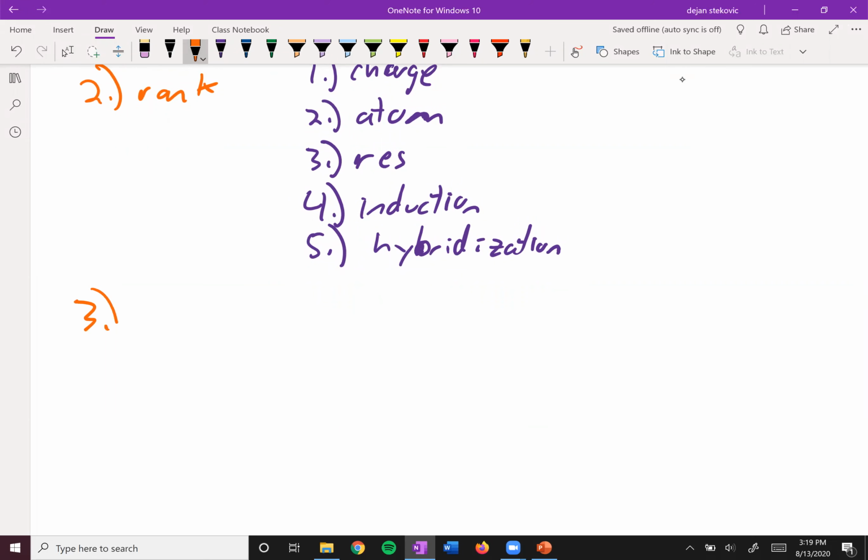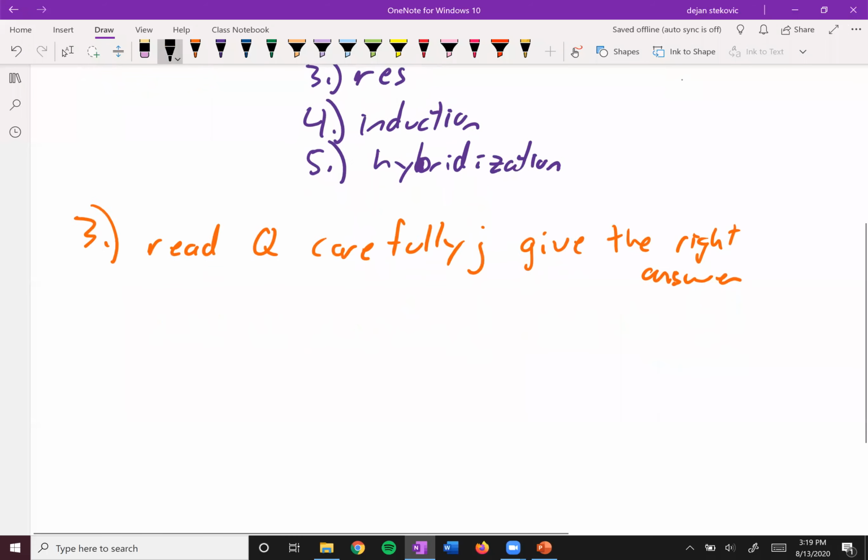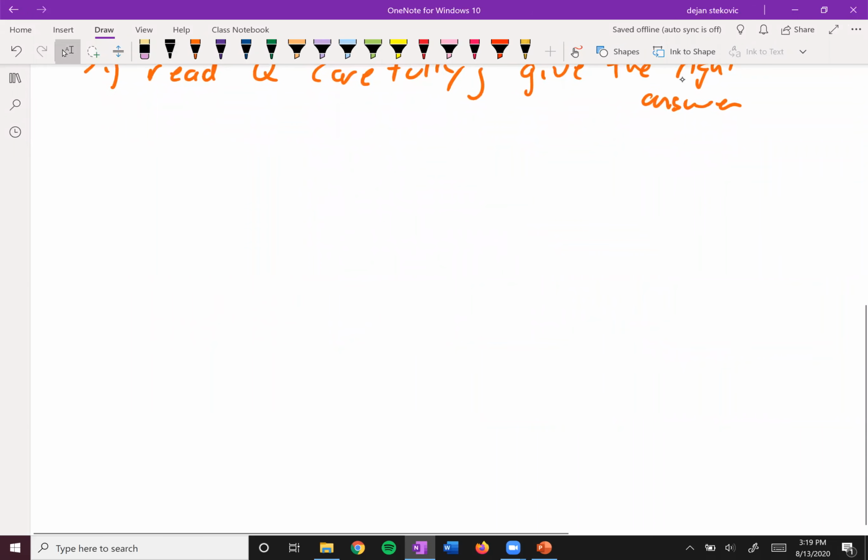And then the number 3 thing that you want to do is read the question carefully, right? Because it can get very confusing. Sometimes I'll ask which one of these is the stronger acid. Other times I'll ask which one's the stronger base, right? So you want to make sure that you understand what the question is. And then obviously the last step is give the right answer. So follow these steps and it shouldn't be too bad. Let's take a look at some examples.